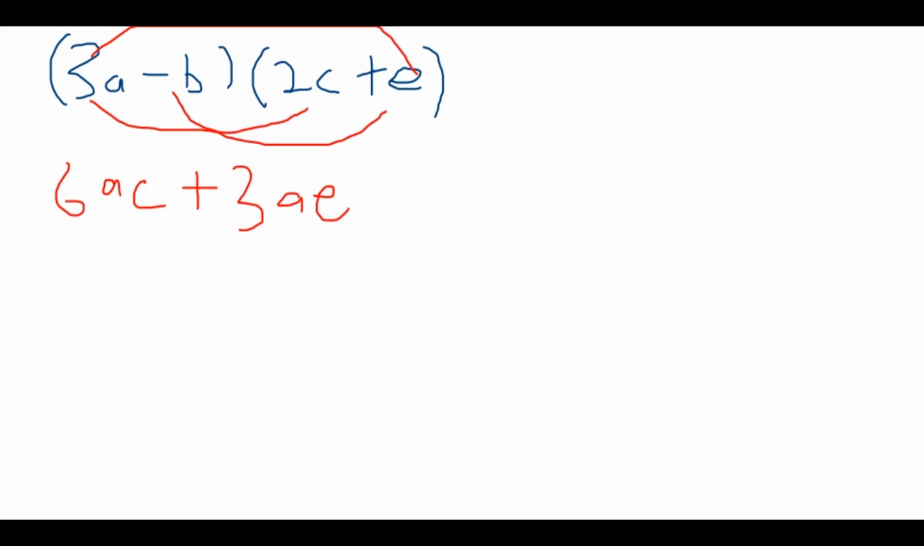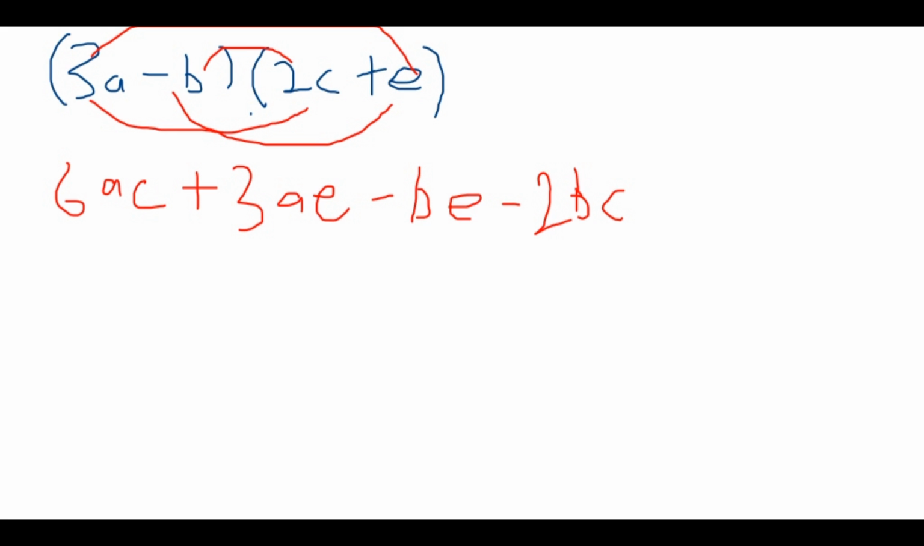Negative b will multiply e to give negative be, and negative b is going to multiply 2c to give negative 2bc as the expansion. Note that I multiplied negative b by e first. Now you can do it either way.